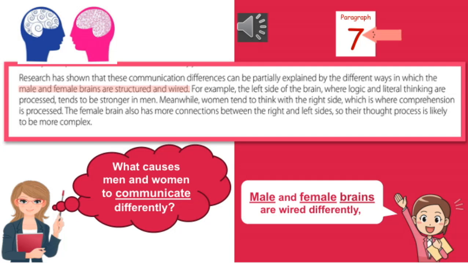What causes men and women to communicate differently? Well, one of the main reasons is that male and female brains are wired differently. This means that the way we process information, interpret social cues, and even express ourselves can vary quite a bit based on these neural differences.